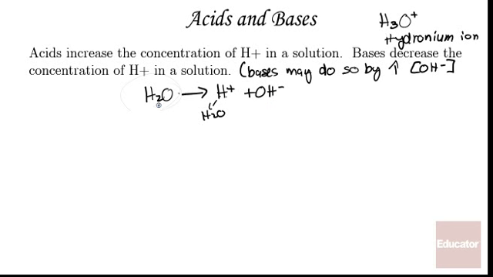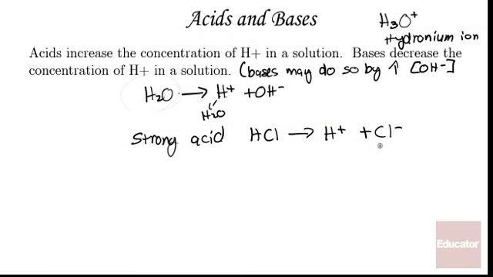Let's look at what's called a strong acid. A strong acid is one that really has a reaction where it completely wants to dissociate. Hydrochloric acid, HCl, is a strong acid. It dissociates to form hydrogen ions and chloride ions, and the reaction equilibrium is to the right.